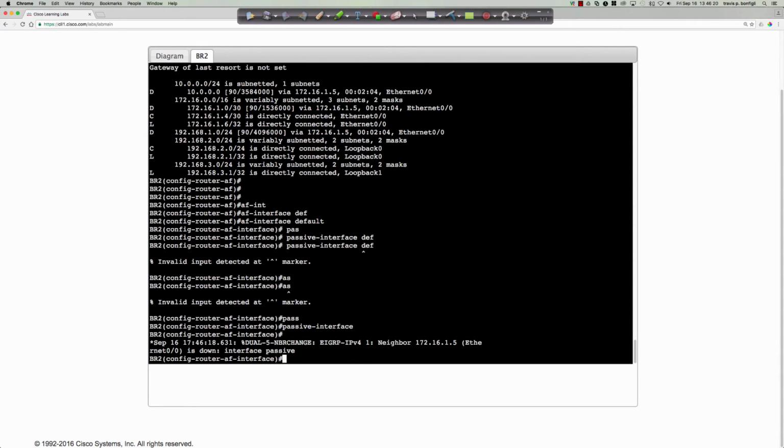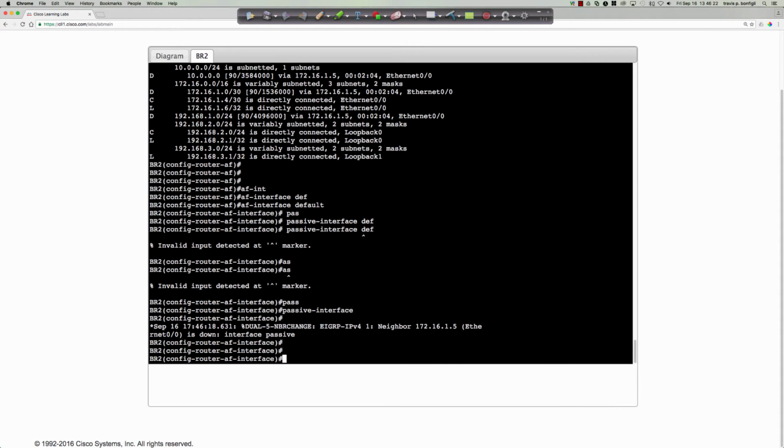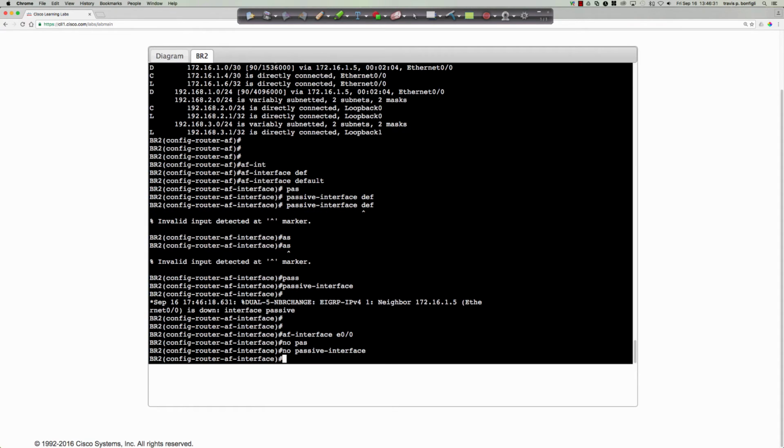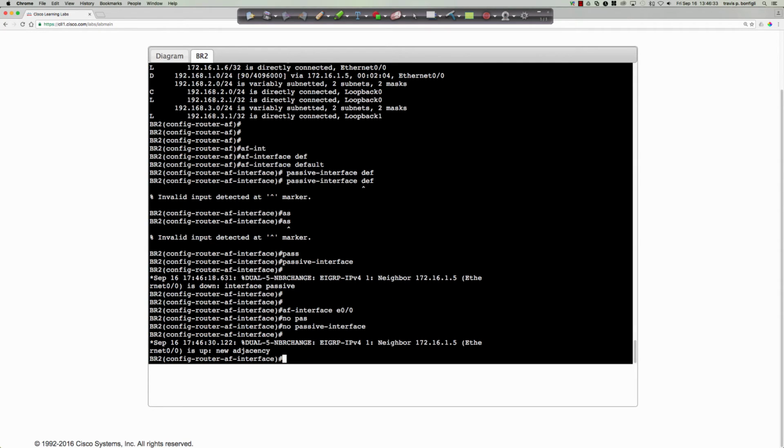Passive interface, it's going to tear my adjacency down, absolutely, out Ethernet 0/0, but now I say AF interface Ethernet 0/0, no passive interface. And now my adjacency comes back up. So instead of applying this in a global configuration area, like we did with EIGRP for IPv4, we would do the configuration here under the AF interface mode.